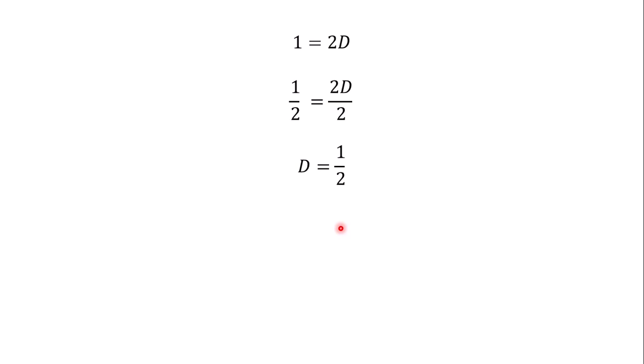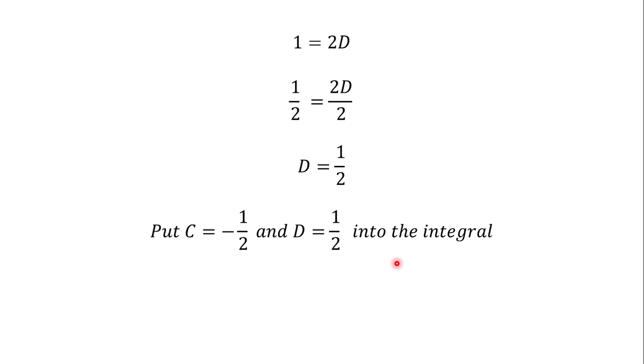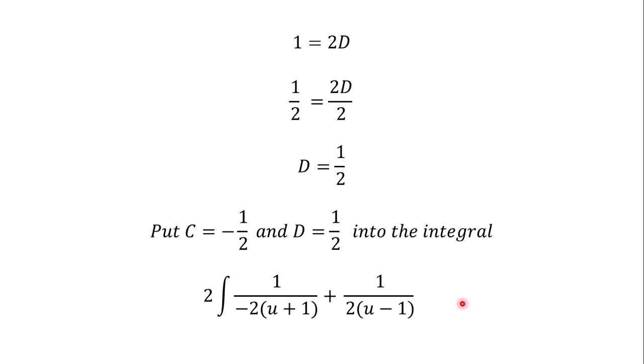Now that we know the values for c and d, let's put them into the integral. Put c is equal to minus half, and d is equal to half, into the integral. Here is supposed to be 1 over the whole of this, but when you do that, the 2 will actually come down and multiply this.